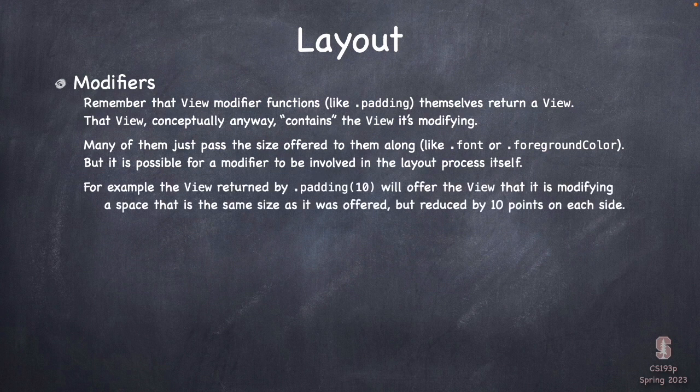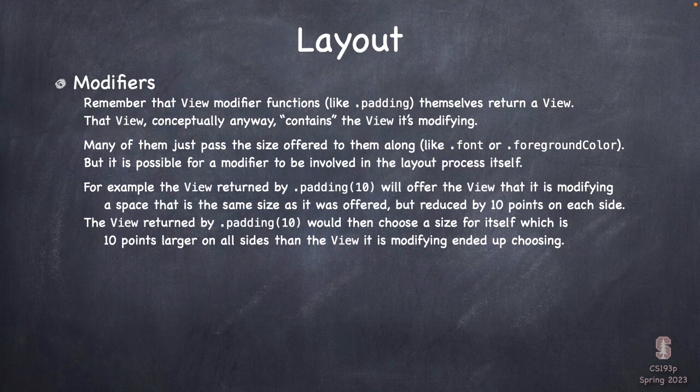So if you had a padding 10, then it would offer the view that's modifying it a space that's the same size as it was offered, minus 10 on all sides. And then the view that's returned by the padding 10 would choose a size for itself that's 10 points larger than the thing inside. So it does the dance with the thing inside. The thing inside still gets to choose its own size, and then the padding adds 10. But the size it offers that thing is the size it was originally offered, minus 10. See how the dance goes? Size offered, go in 10. This guy sizes himself, add 10, back out. I might be bigger than what I was offered if that thing inside wanted to be big.